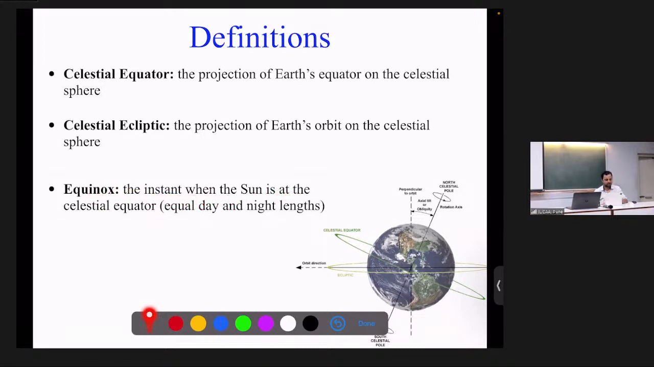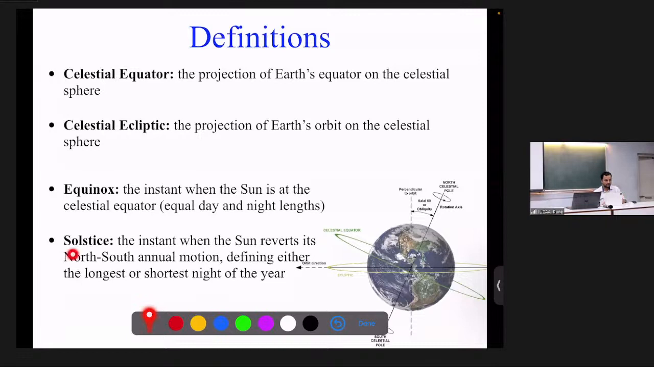The instant when the sun is at the celestial equator. This means equinox is the time when the sun is at the intersection of the celestial equator and the celestial ecliptic. This is the position. This is the time when the length of the day and night will be equal. Because you understand, when the sun is somewhere over here, the day will be longer for the south pole and shorter for the north pole, because Earth's axis is this. So north pole people will see the sun for a lesser time. They will not see sunlight for long. And that's why at the pole, it's a 6-month day and 6-month night. Understand?